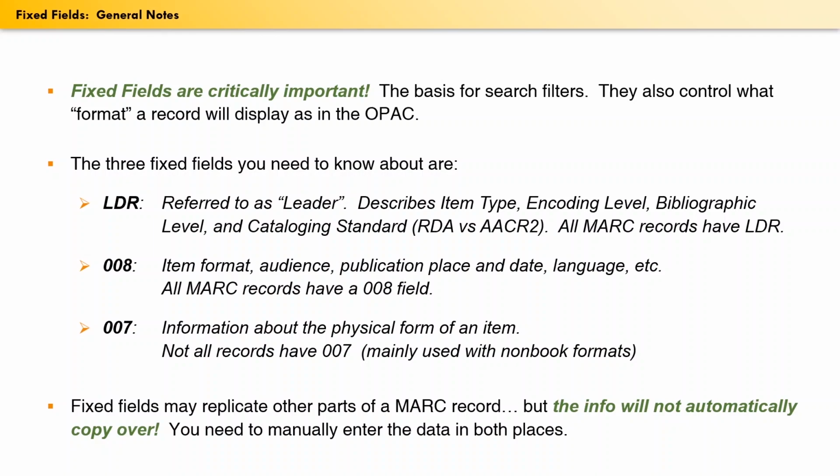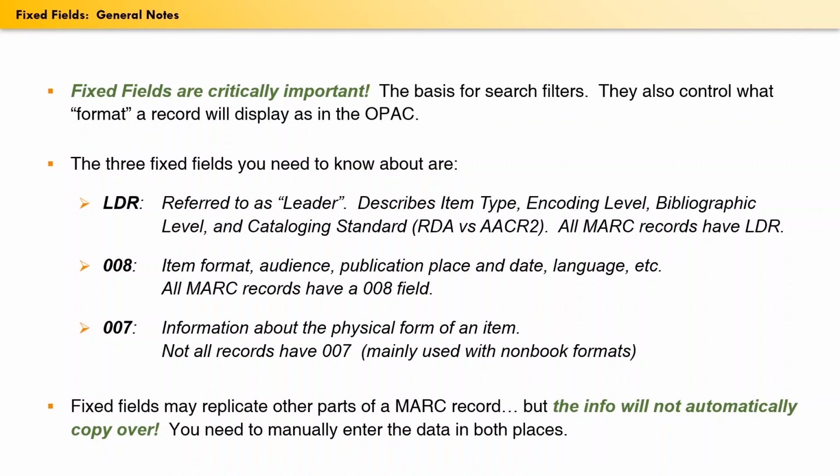The first two are the leader and the 008 field. These have coded information about item format, about intended audience, language, date and place of publication, details about genre, about the kind of illustrations, and other things. All MARC records will have a leader and a 008 field. You can input data for both of these using a grid at the top of each MARC record when Flat Text Editor is not selected.